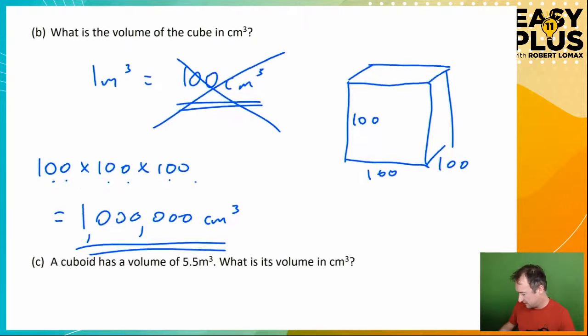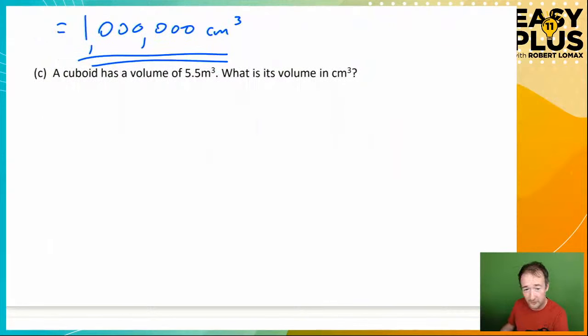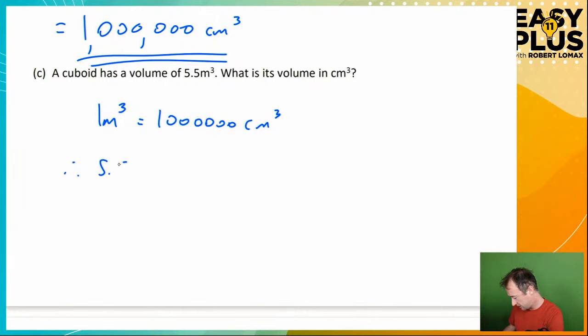Okay, pushing on. So now applying this, a cuboid has a volume of 5.5 meters cubed. What's its volume in centimeters cubed? So 1 meter cubed is 1,000,000. Whoa. Don't join up when you're doing zeros. Goodness me, that's the messiest thing ever. Equals 1,000,000 centimeters cubed. So 5.5 meters cubed equals 5,500,000. Have you got that? Yep.